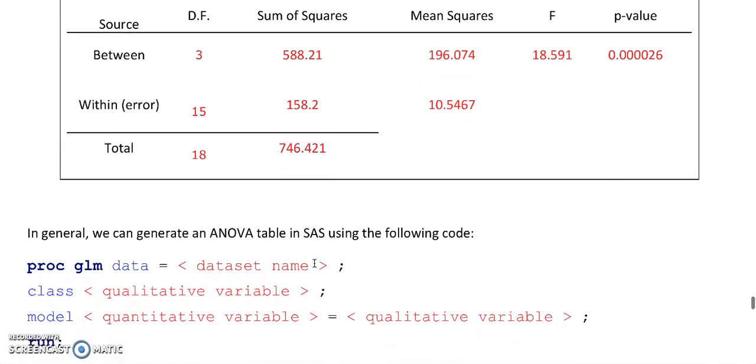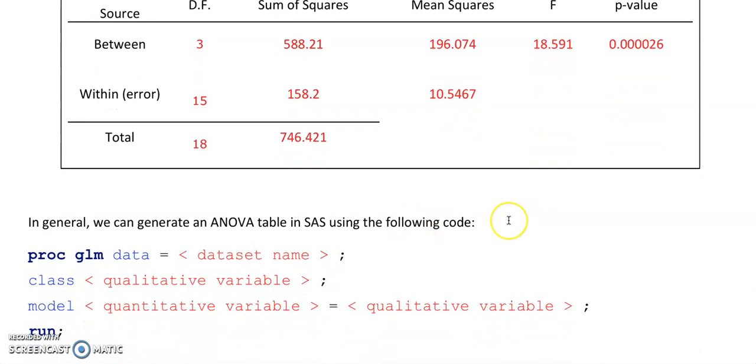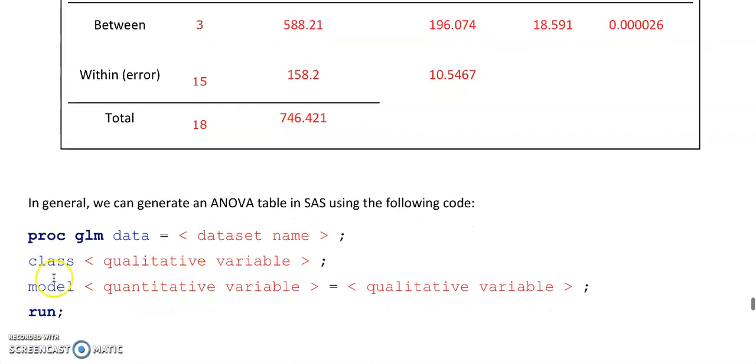So if we wanted to do this in SAS, we will use the GLM procedure, and it's going to look hopefully fairly similar to several other things we've done in SAS. We're going to put proc GLM data equals, and we would need to put the name of our data set. We would put class and whatever our qualitative variable that's splitting our data into groups is. And then we're going to have a line that says model. We're going to put the quantitative variable that we're studying, an equals sign, and the qualitative variable that we're studying.